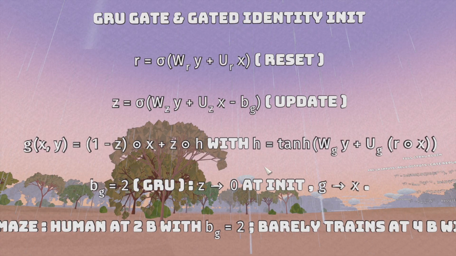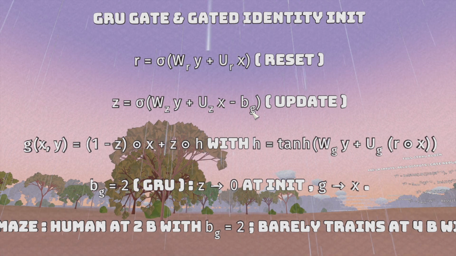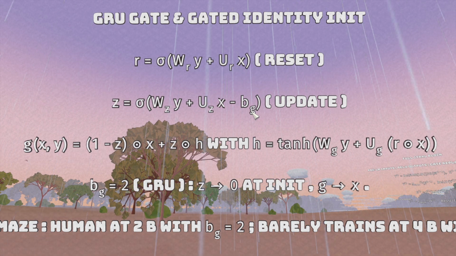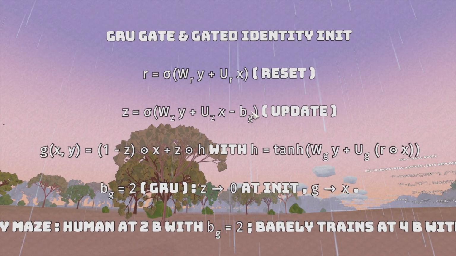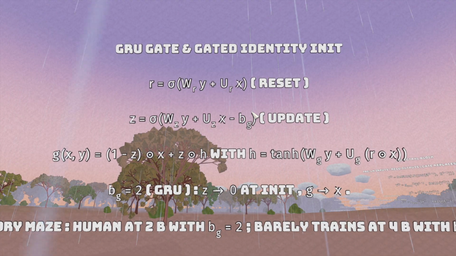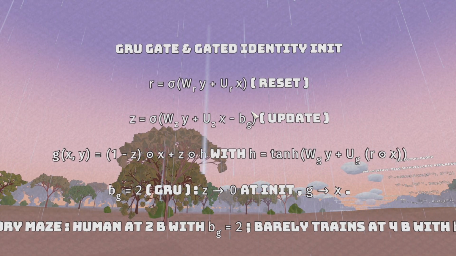The bias gets subtracted inside the update gate sigmoid and is what lets the paper start the gate close to the identity at initialization, so that the raw information can pass through rather than be corrupted. A positive B shifts that sigmoid argument down, so Z is near 0 before any training data has been seen, and the gate's output collapses to X.